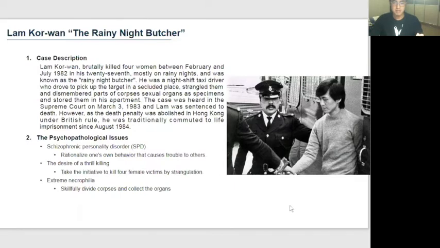And the main purpose that Lam committed crime is not because of his desire for sexual behavior. It is because he wanted to divide the corpses and collect the organs to satisfy his extreme necrophilia.